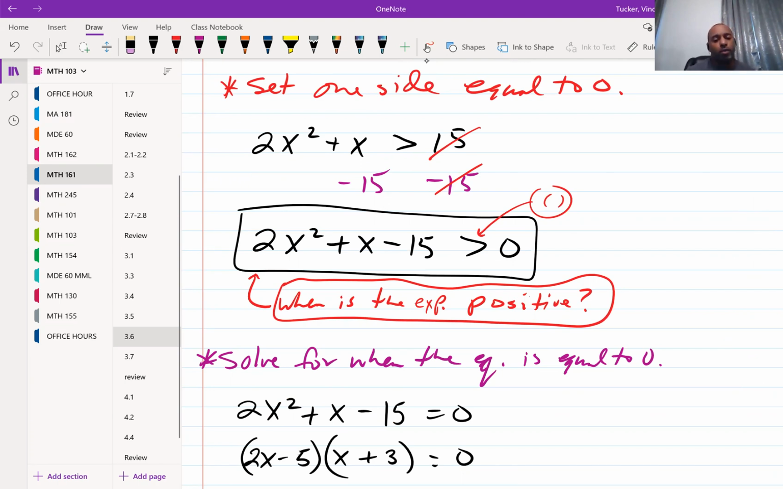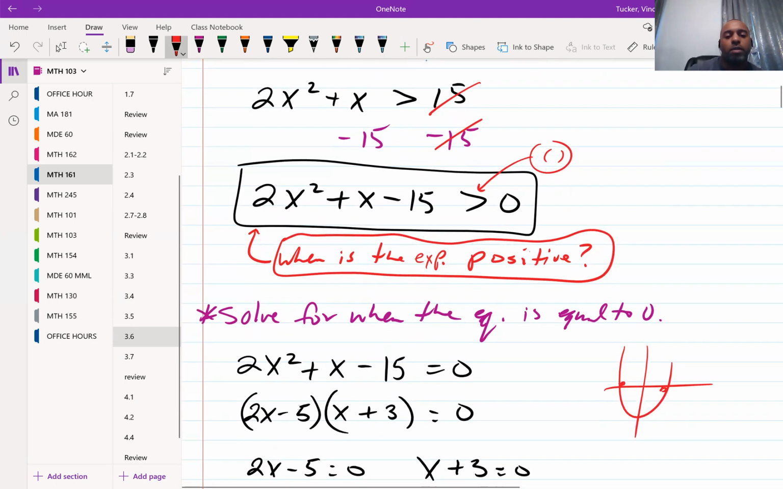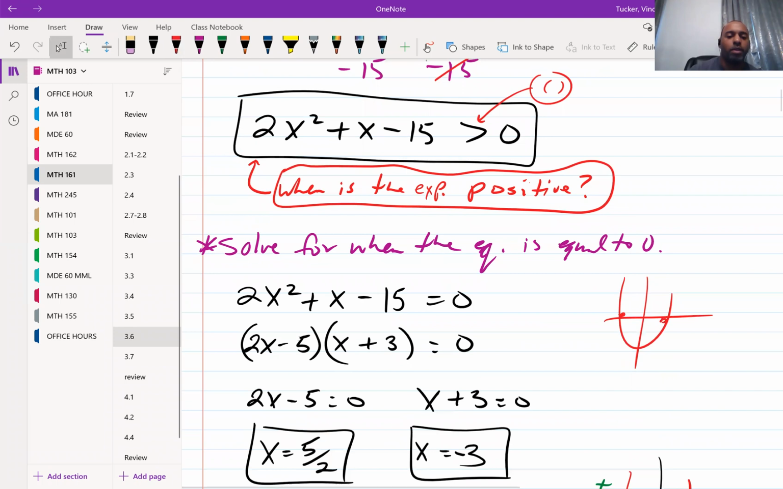Now we want to set it equal to 0 and solve. Remember, we said that there were 2 points that we want to know. So we want to set it equal to 0 in order to figure out where those 2 points are. So set it equal to 0, and we get those two values. Any problems?